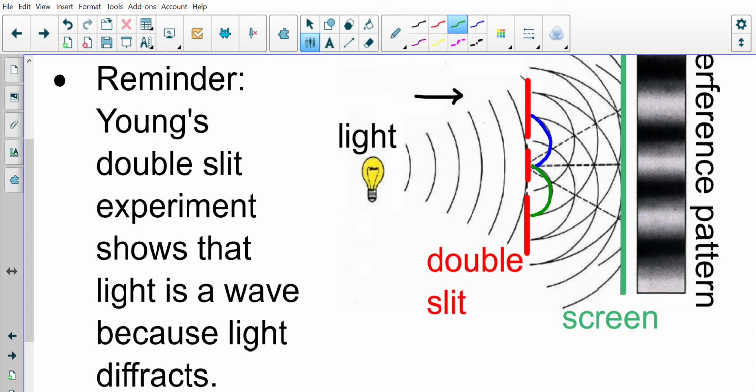And remember, this causes the light to overlap with itself. And when that happens, we get interference. So if we look on the screen, we're going to see an interference pattern. An interference pattern is just alternating bright and dark spots.